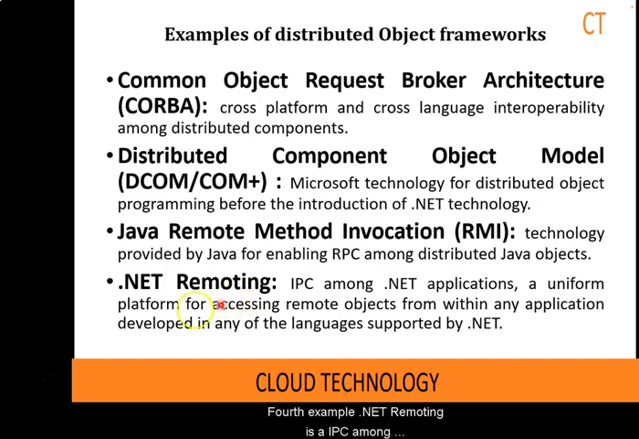Fourth example, .NET Remoting, is an IPC mechanism, that is, inter-process communication among .NET applications, providing a uniform platform for accessing remote objects from within any application developed in any of the languages supported by .NET.